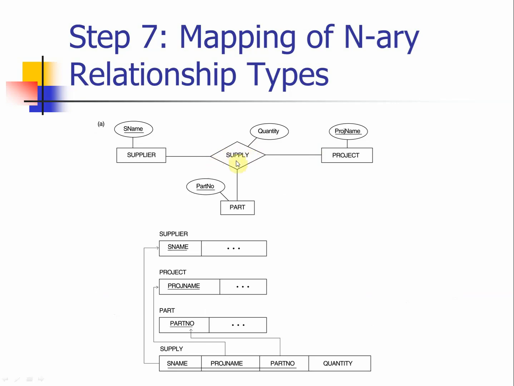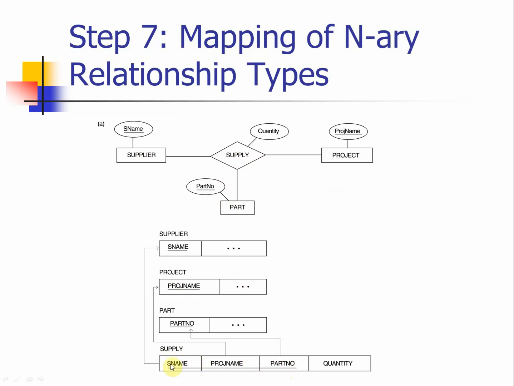Say we have a supply, which indicates a ternary relationship that connects supplier, project, and part. Inside each one of those, they have their primary key. They may have some other attributes as well. To convert this supply, what we need to do is create a new relation called supply. Take all the primary keys of the 3 entities that link to it. I draw a very dramatic underline under those 3 attributes, indicating that the primary key of this new relation will be the combination of the 3 primary keys.